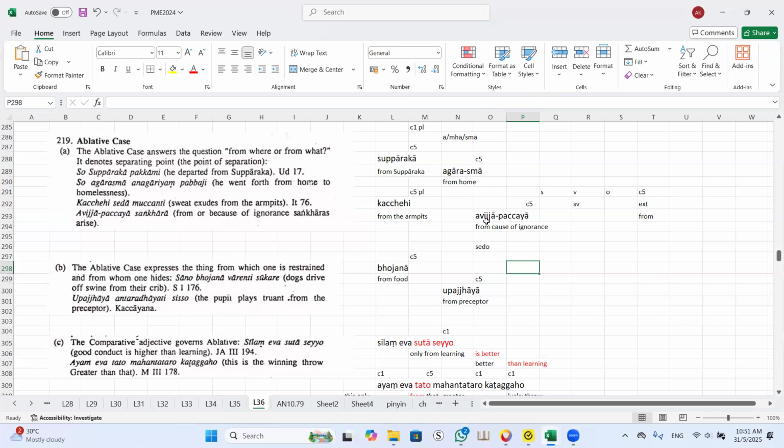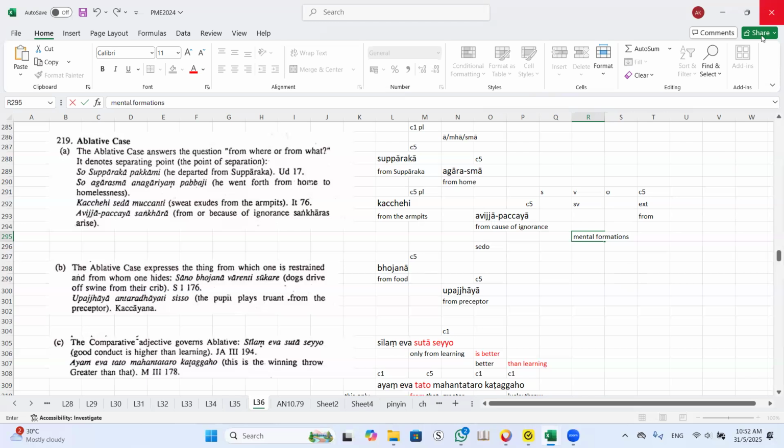So what you do is, I break it down for you: Pachaya means from the cause. This is cause. Pachaya is of ignorant. From the cause of ignorant, followed by Sankara. So the word Sankara is mental formation. I will take mental formation.